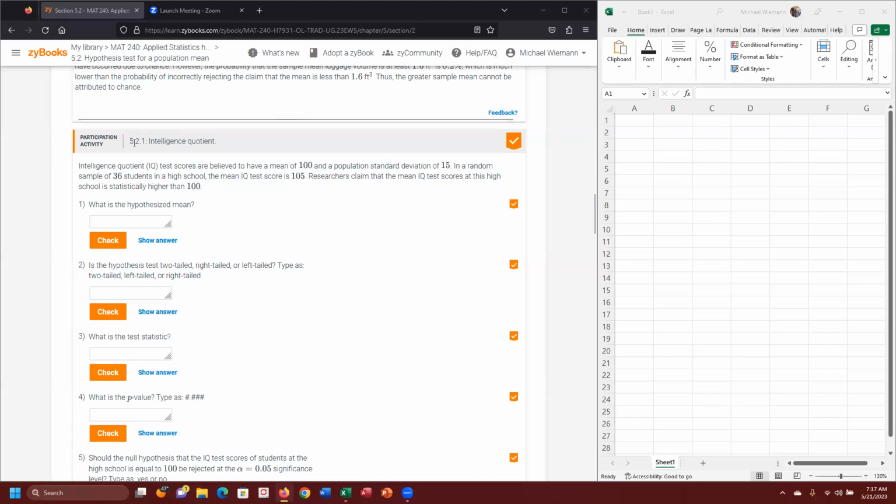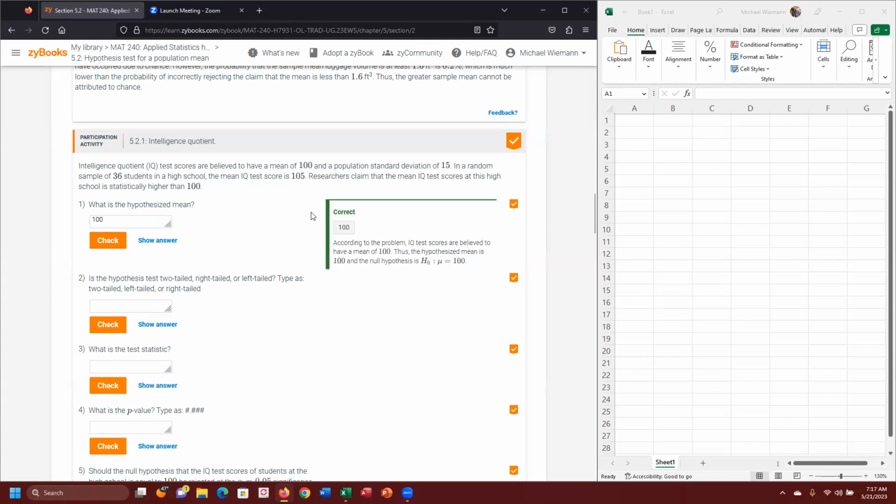Let's go to 5.2.1, the intelligence quotient participation activity. This will require some calculations, so I am working a participation activity in this instance. In this particular case, we are given that the mean is 100. So what does the hypothesis mean? Based off of the statistically higher than 100, our mean in this case is going to be 100. We check it. We've got the correct answer.